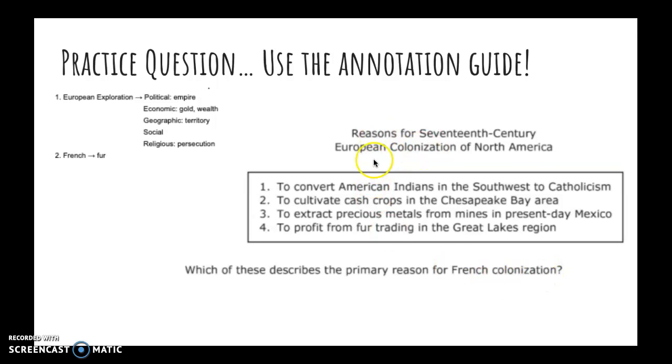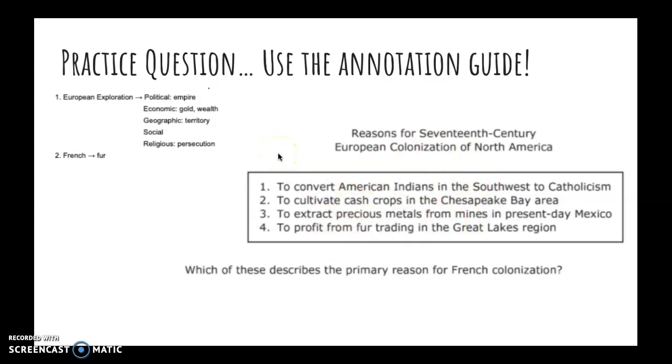Okay, now this talks about European colonization. Now, I remember that stupid song Miss Grove sang with apple bottom jeans, French with the fur. I also have an annotation guide that tells me French came for fur. So if I were going to write on this, I would underline it, and then I would write the word fur. So which one of these talks about fur?